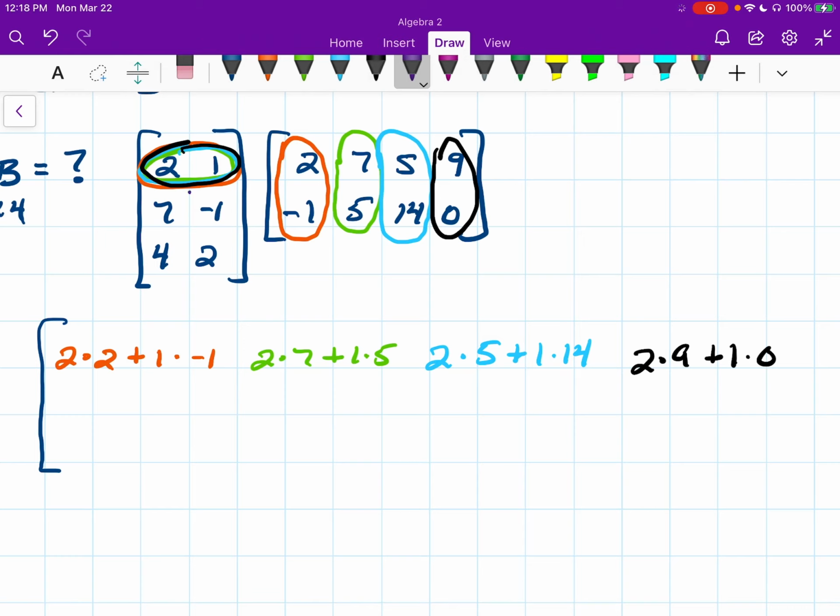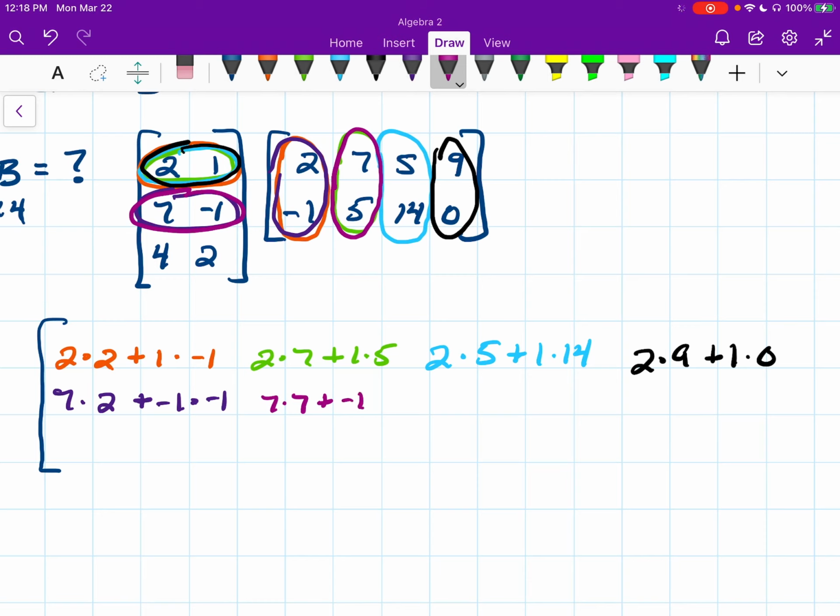Next up, we go on the second row, first column again. So this will be a, what number is that? That's a 7. 7 times 2 plus -1 times -1. Then we'll do the second row and the second column will be 7 times 7 plus -1 times 5.